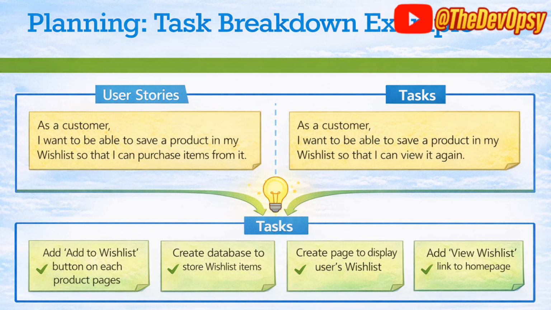And then again, there might be similar kinds of stories. You can find duplicate stories or similar stuff. But the essence is, if you want to achieve this, you need to break it down. First, maybe put an add to wish list button on each product page. Create a new DB to store wish list items, or maybe create a new table, whatever. Create a page to display the user's wish list. Add a view wish list link to the homepage. So these are the tasks.